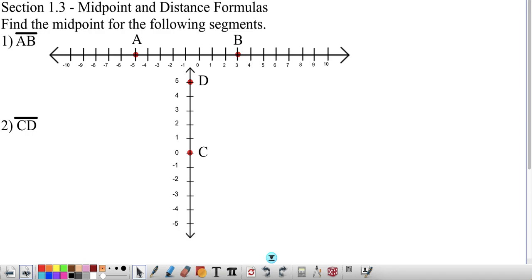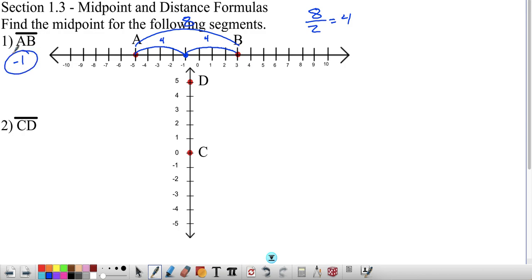So one way we can do this is simply by counting the distance from -5 to 3: 1, 2, 3, 4, 5, 6, 7, 8 units. So the distance from A to B is a total of 8 units. And so if I want to take that distance and cut it into two equal parts, if I divide the 8 by 2, we come up with 4. So I can go 1, 2, 3, 4, and put a point here so that this is 4, and then this is 4. And we find that our midpoint is -1.